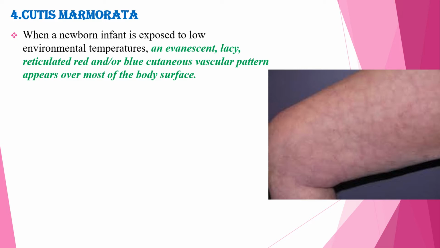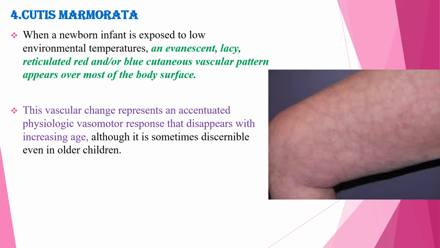The fourth one is cutis marmorata. When a newborn infant is exposed to low environmental temperature, an evanescent, lacy, reticulated red and blue cutaneous vascular pattern appears over most of the body surface. This vascular change represents an accentuated physiologic vasomotor response that disappears with increasing age, although it is sometimes discernible even in older children. In this case, it's also a benign condition and no treatment is needed. But if the child is hypothermic, rewarming is needed.